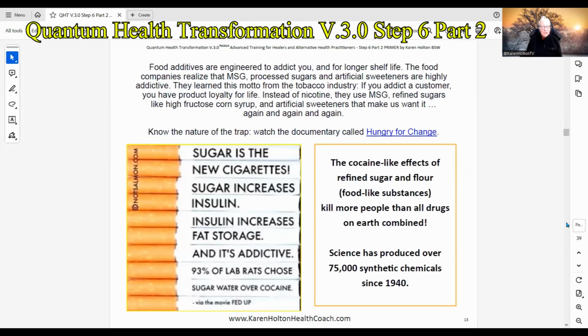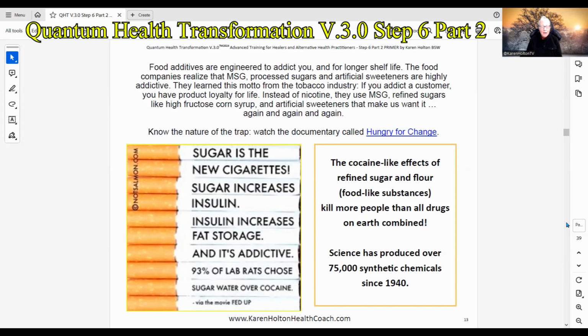Food additives are engineered to addict you and for longer shelf life. The food companies realize that MSG, processed sugars, and artificial sweeteners are highly addictive. They learned this motto from the tobacco industry: if you addict a customer, you have product loyalty for life. Instead of nicotine, they use MSG, refined sugars like high fructose corn syrup, and artificial sweeteners that make us want it again and again and again.